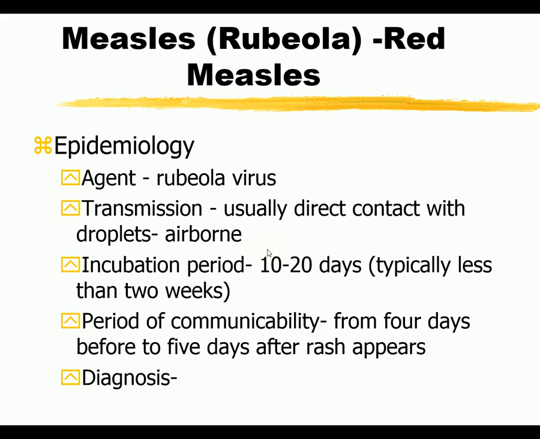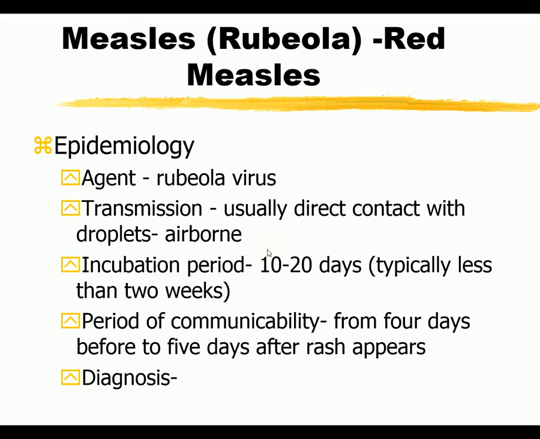All right, let's do another R word. Measles, rubeola, or the red measles, and these are on page 427. This is caused by the rubeola virus, direct contact. It is airborne as well, so I thought I wouldn't get this when I slept with my cousin, but I was wrong. Since it is airborne, I woke up and had the measles with her.